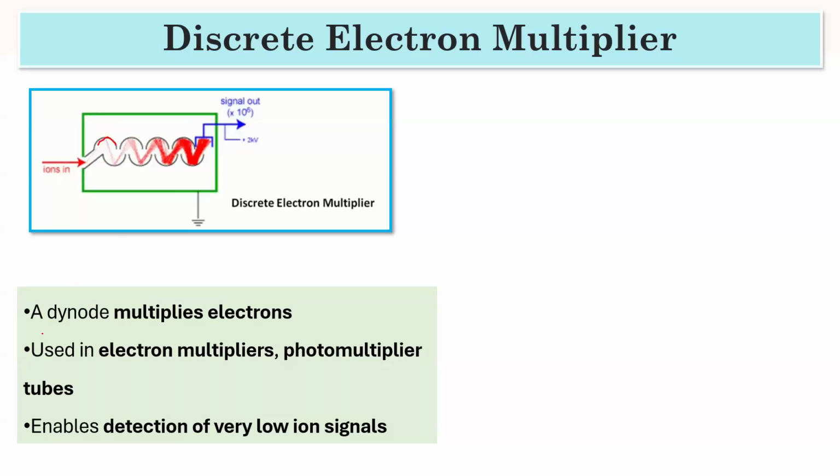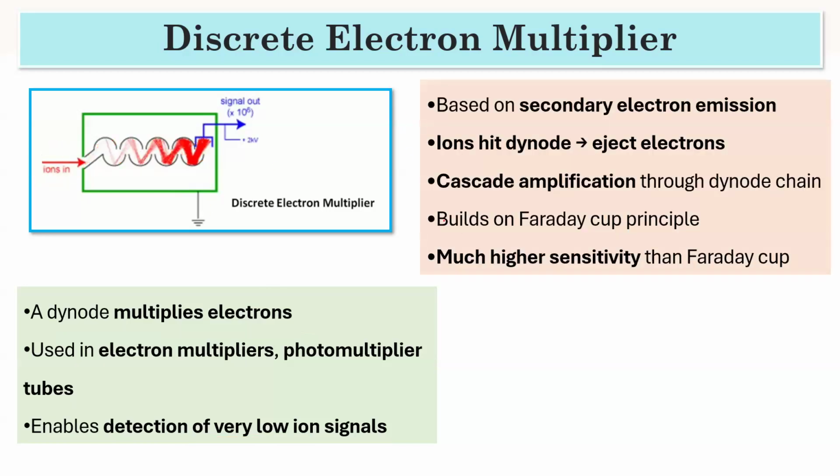So what does a dynode do? A dynode will multiply your electrons. It is used in electron multipliers and photomultiplier tubes, and it also enables detection of very low ion signal. So even though you have very few ions coming and hitting the surface, using this method you can get a lot of electrons coming out, which will give you a much higher signal. The signal will be amplified.